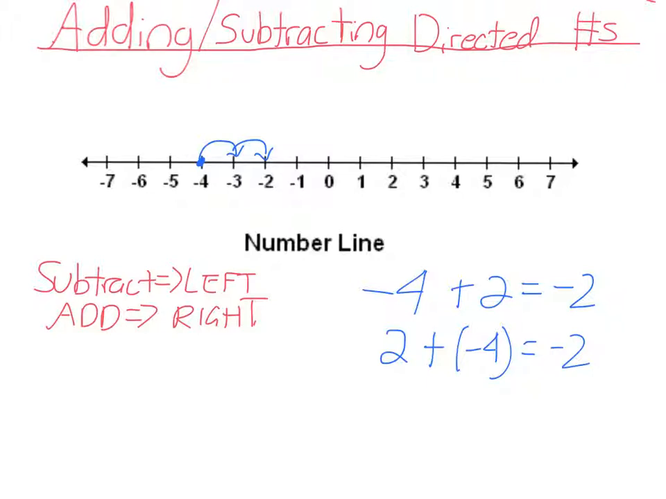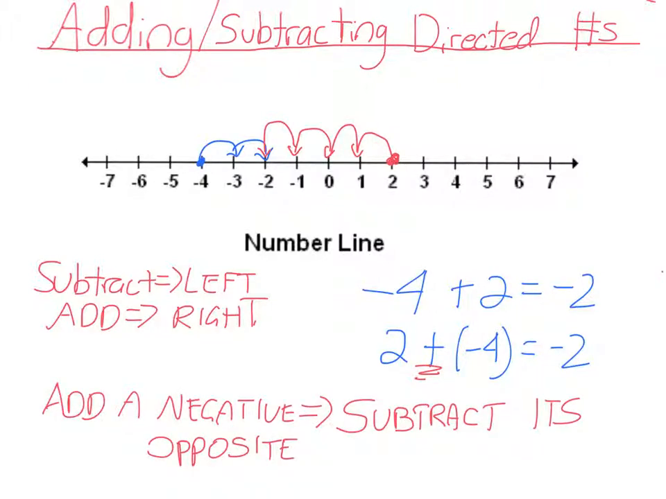Because if we start at 2 here, and we add something, aren't we going to the right? So when we're doing 2 plus negative 4, we actually need to go to get our answer 1, 2, 3, and hold for it, 4 spots to the left. So we've actually gone left, even though we have an add here. Okay? Now, this is because of what we learned last lesson about opposites.